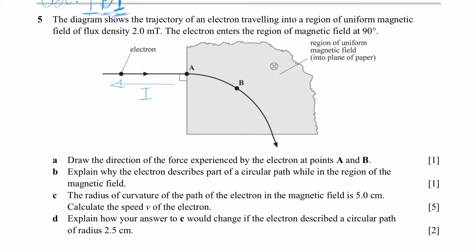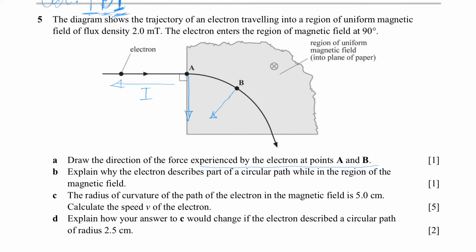So here, draw the direction of the force experienced by the electron at points A and B. It's very obvious the force is going down because the electron is deflected circularly downward. Remember, it is always at 90 degrees. Here, make sure it's also at 90 degrees.